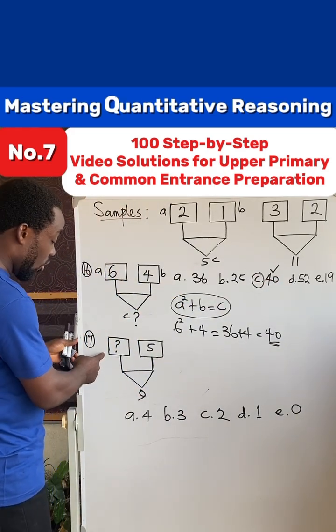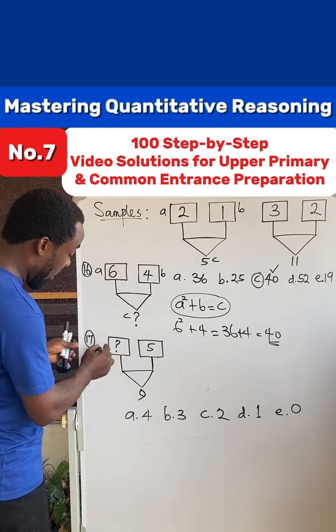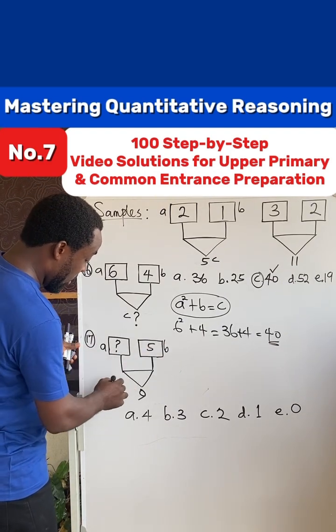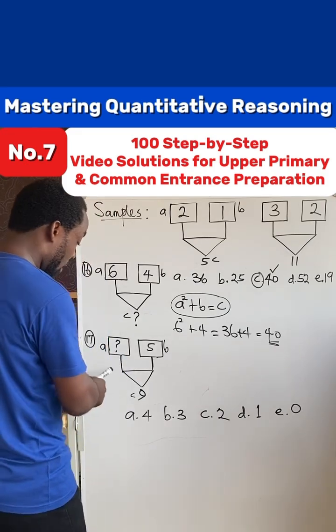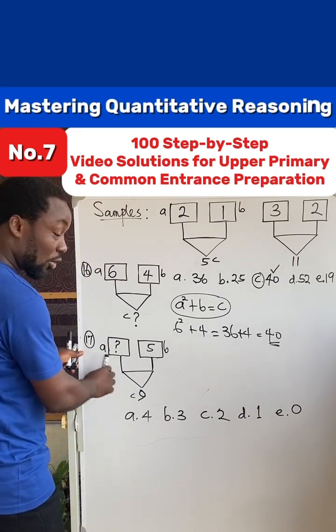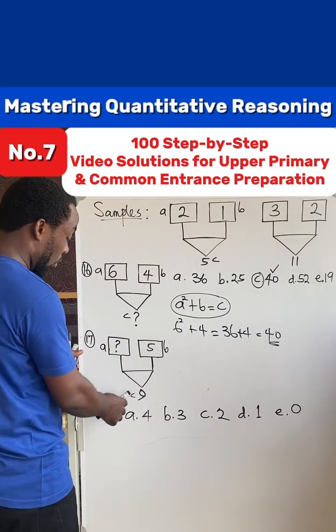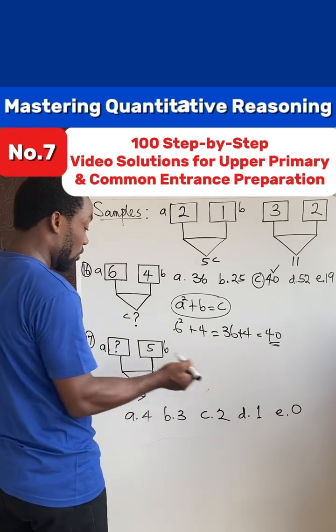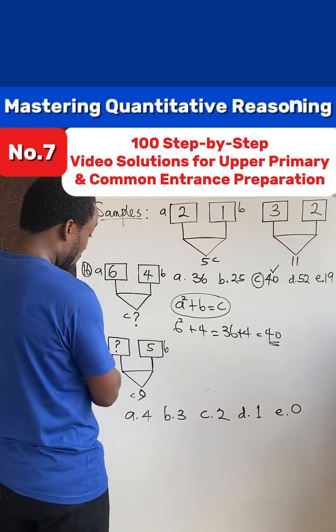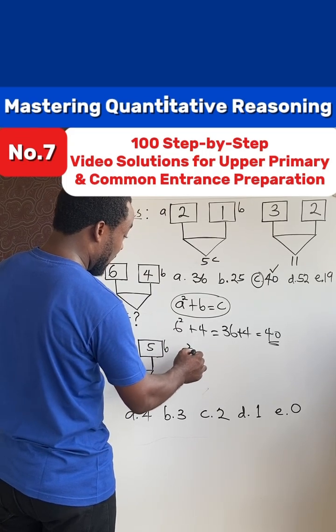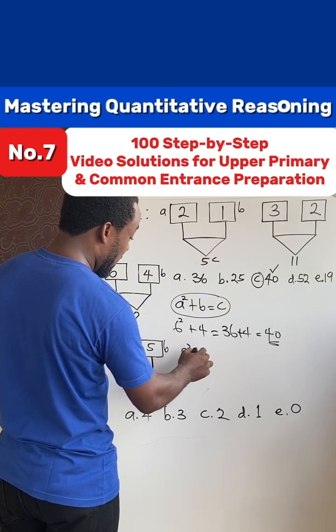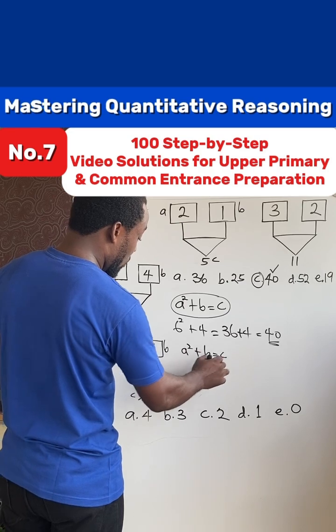Now, in number 17, you are looking for A, B, and C. I will quickly find the formula for A. So you use it and substitute the figures and get your answer and show us what it is in the comment section. So we are looking for A. I quickly use this formula to see how I can get the formula for A. A squared plus B is equal to C.